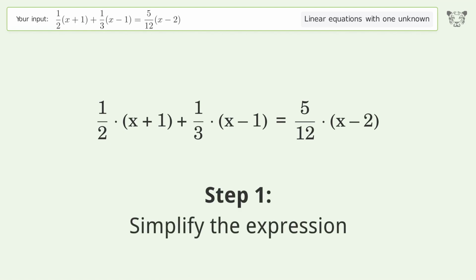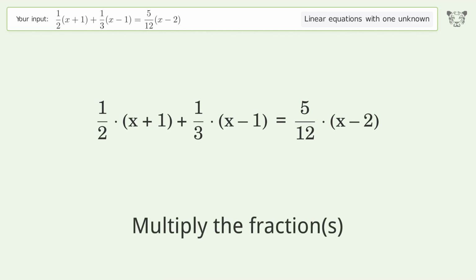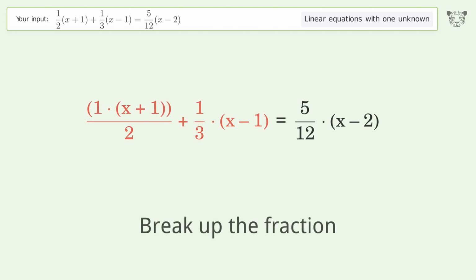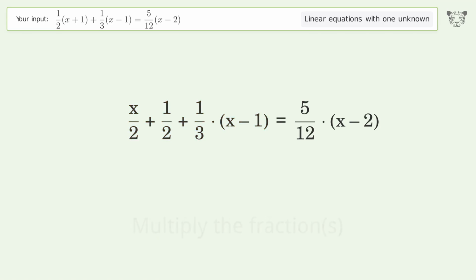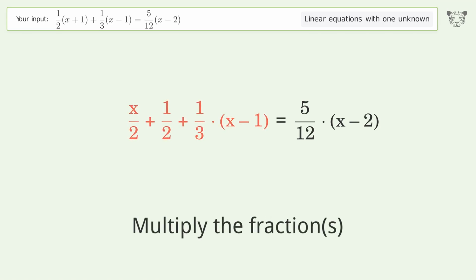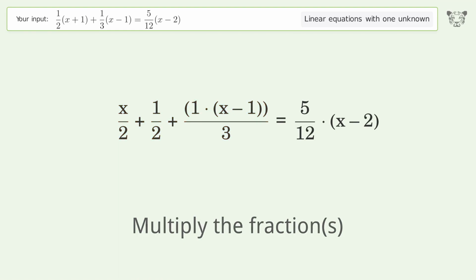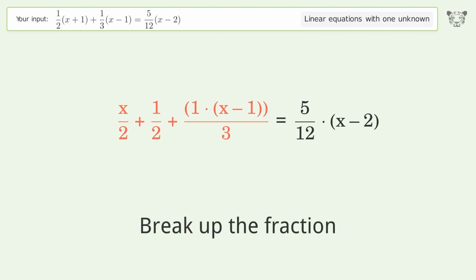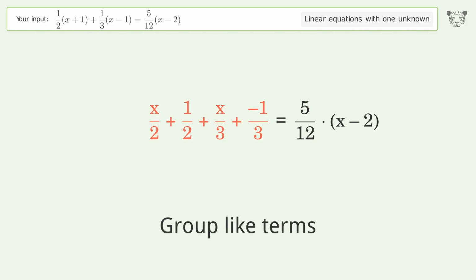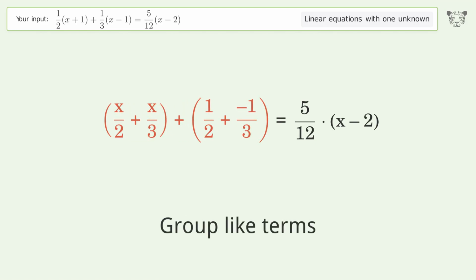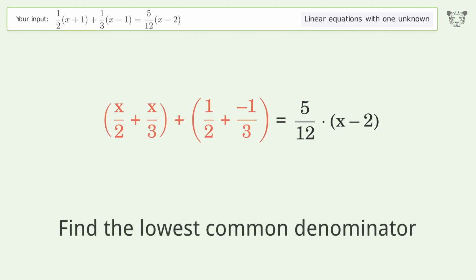Simplify the expression. Multiply the fractions. Break up the fraction. Multiply the fractions. Break up the fraction. Group like terms. Find the lowest common denominator.